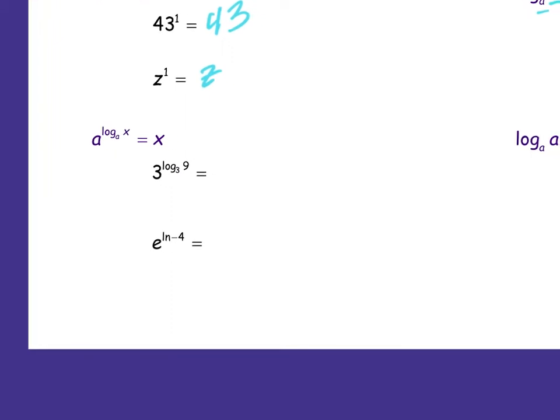Okay, so the exponent rule says a to the log base a of x. As long as this base is the same and this base is the same, my answer is just x. So I have 3 to the log base 3 of 9. Those bases are the same, so my answer is 9. And then e to the log base e of -4 equals, bases are the same, -4.